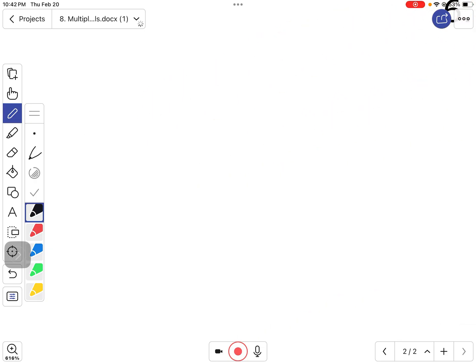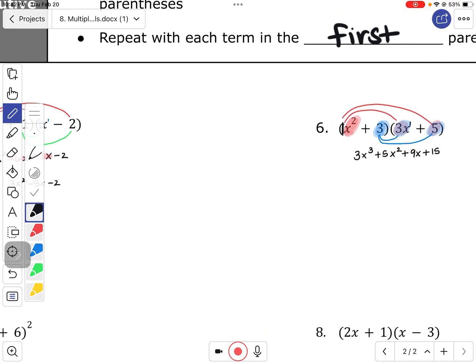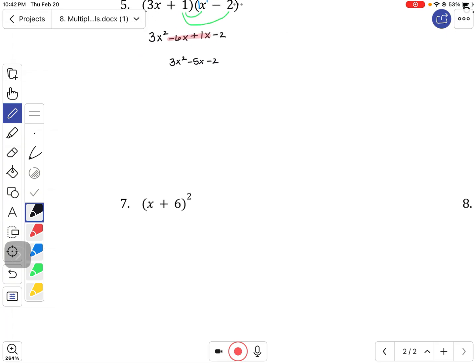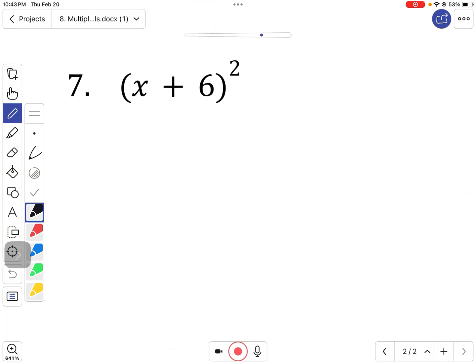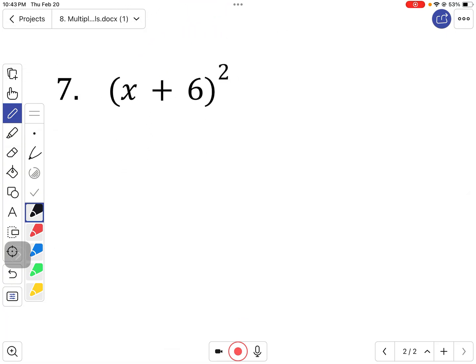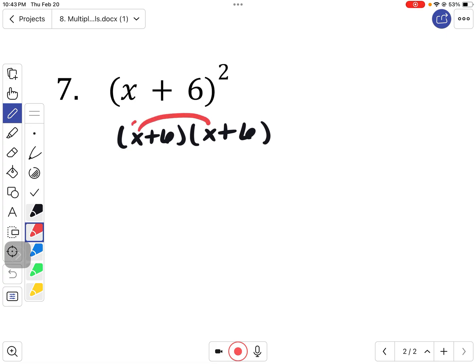Okay, let's try number 7. We're going to use the same double distribution with number 7. I have x plus 6, and it's squared. So what that means is I have x plus 6, and then I have x plus 6 again. Now we're going to use that double distribution again. So I'm going to take this x times that x, and I'm going to take this x times that 6.